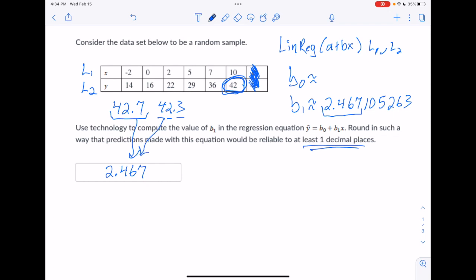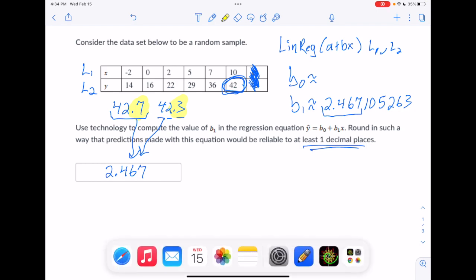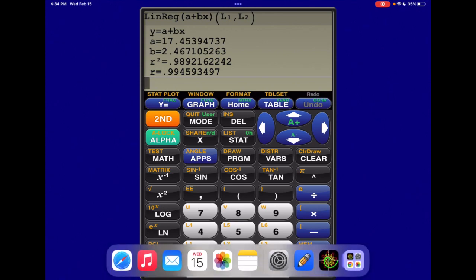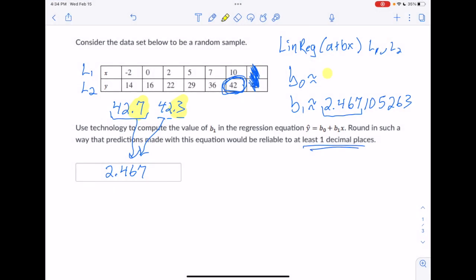For B0, which they didn't ask for here, but they do ask for in other problems, it's similar, but you just need 1 decimal place more than in your prediction. So if we look, these have 1 decimal place in them, so we would need at least 2 decimal places in our B0. So if we look back, B0, which was the A, 17.45 would be good enough. You need at least 1 decimal place more than the original, so we could just put 17.45.